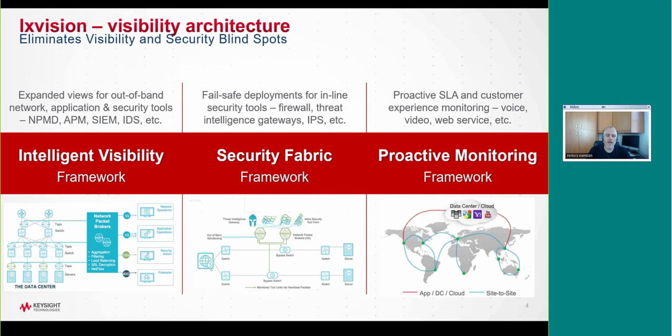But also you need to have a security fabric in place for certain inline tools that allow you to run these tools inline at wire speed. And should you have to update or upgrade one of these tools, you're not taking down the entire network. And that's really where we have these fail-safe inline deployments. And the last part, the proactive monitoring, is again all about eliminating blind spots and becoming more proactive. How do I make sure I constantly test my network and my security infrastructure in a non-intrusive way to be proactive and eliminate those security blind spots?